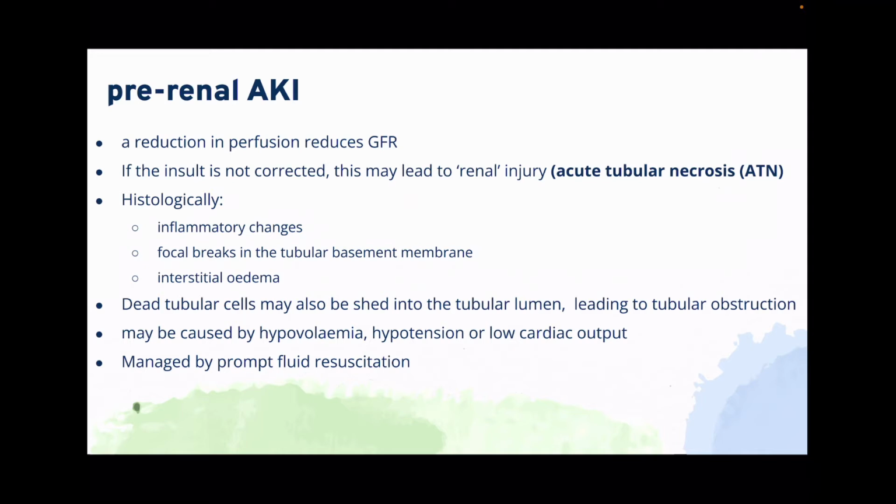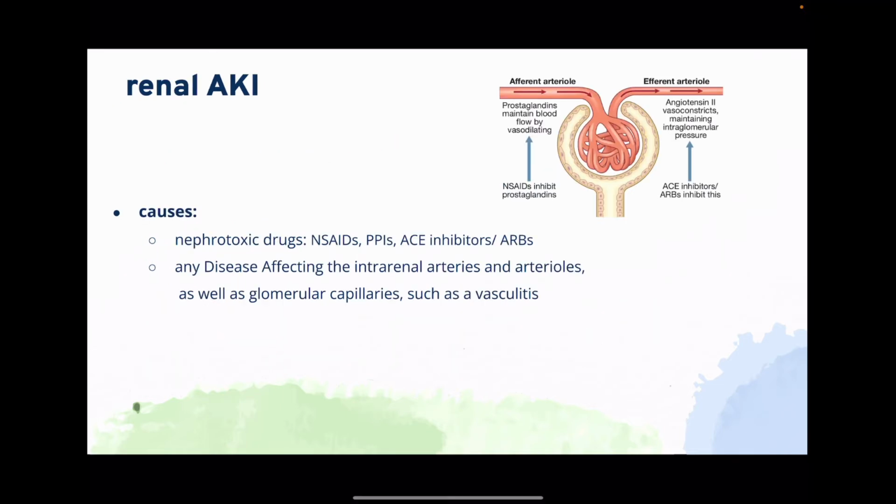And because the pre-renal acute kidney injury is caused by hypoperfusion, usually it is managed by prompt fluid resuscitation. Moving on to the renal acute kidney injury, it is either caused by nephrotoxic drugs such as NSAIDs, proton pump inhibitors, ACE inhibitors or ARBs, which are angiotensin II receptor blockers.